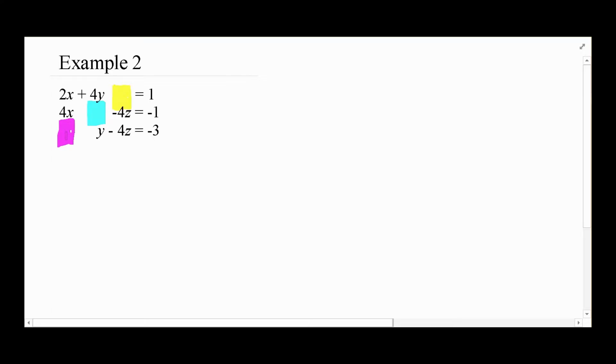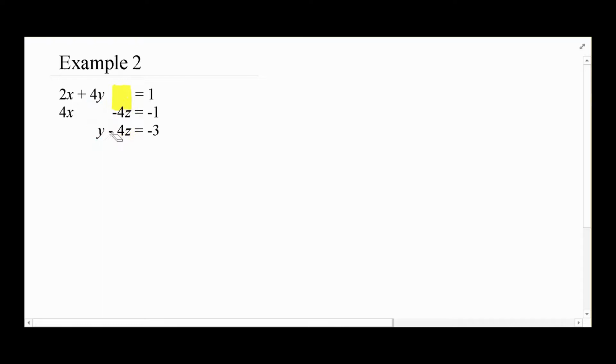So as we compare which one to do, I would notice that my z's have the same value. They need to become opposites, so not a huge deal there. The y's, well, I'd have to multiply by -4. The x's, well, I'd have to multiply by -2. I'm thinking the z's are probably the best bet.